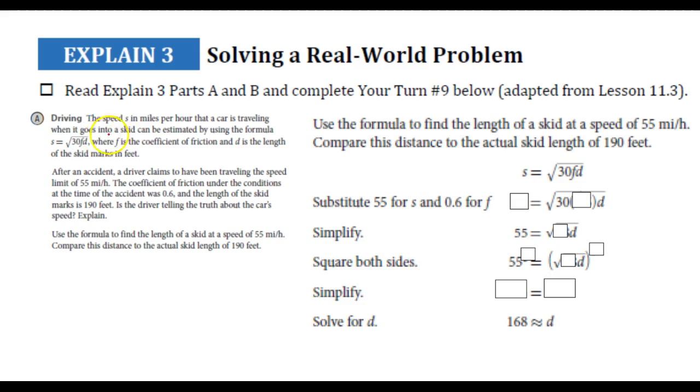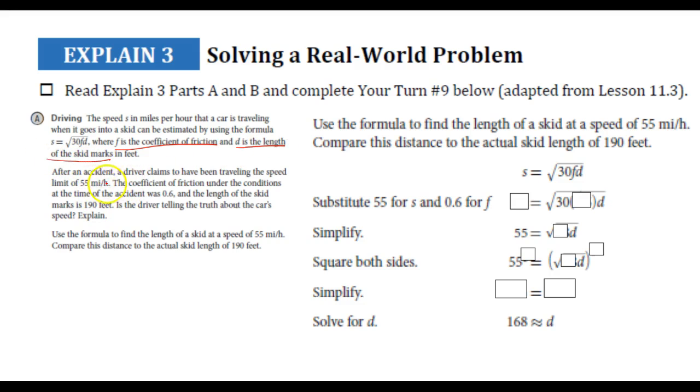So here we're given a word problem with regards to speed in miles per hour of a car traveling when it goes into a skid, so that's when you have no control over the car. And they give us our new equation. S equals the square root of 30 times F times D, where F is the coefficient of friction and D is the length of the skid mark.